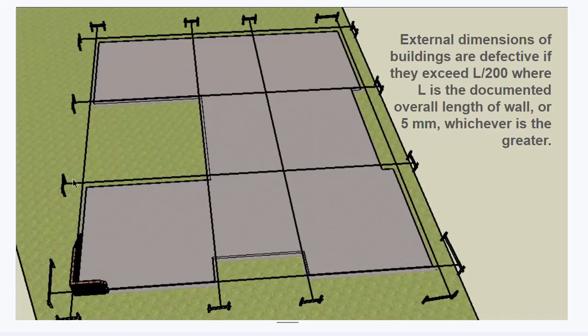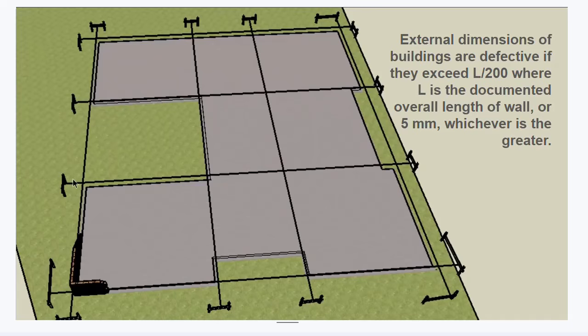Okay, so our external dimensions are considered defective if they exceed the length of the building, the documented length on the plan, divided by 200, or 5 millimeters, whichever is greater. So basically anything up to a meter, you've got 5 millimeters to play with. Anything over a meter, you've got the length divided by 200 to play with.